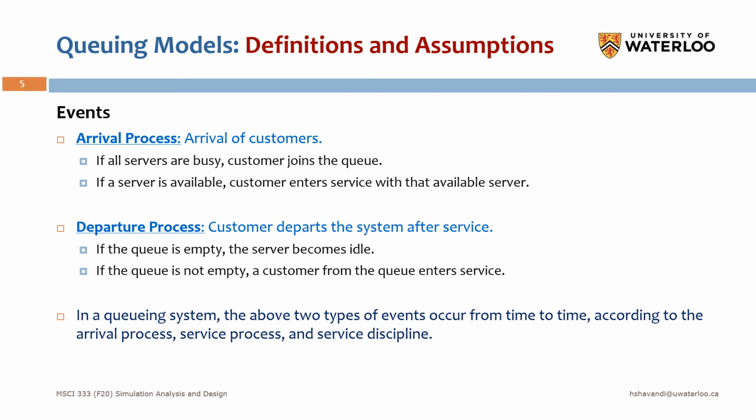When a customer arrives at the system, if there is no line and the server is idle, then that customer will directly join that server, and the server will start serving that customer immediately. But if there is a line and some customers are in line, then this customer will join the line. So this is how we process the arrival.